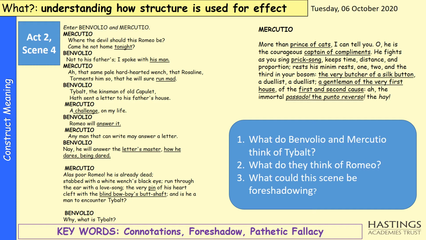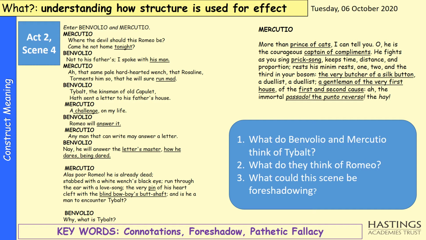Mercutio says, if you look at the bottom of that first column, "Romeo, he is already dead, stabbed with a white wench's black eye, run through the ear with a love song." So he's saying that Romeo is weakened. He's already dead by love. Because he's so in love, because he was so sad over Rosaline, he's not really a man anymore. He's not ready to fight. He basically says he's been hit with Cupid's arrow, and therefore he's not man enough to face Tybalt.